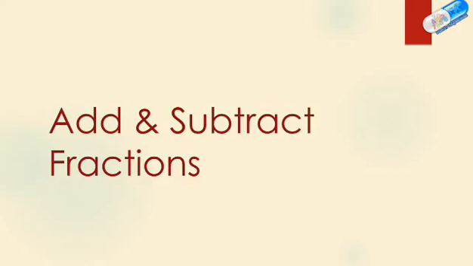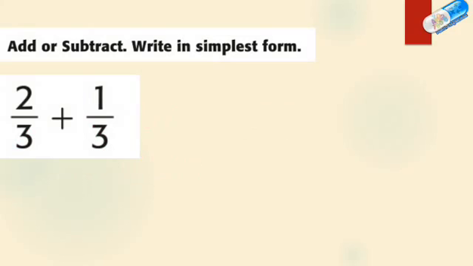Following our lessons about fractions, today we are going to learn how to add and subtract fractions. Add or subtract and write in simplest form: 2 over 3 plus 1 over 3. The first thing we look at is the denominators before we add or subtract. So we look at the denominator for both fractions, 3 and 3, and they are the same. So these two fractions are called like fractions.